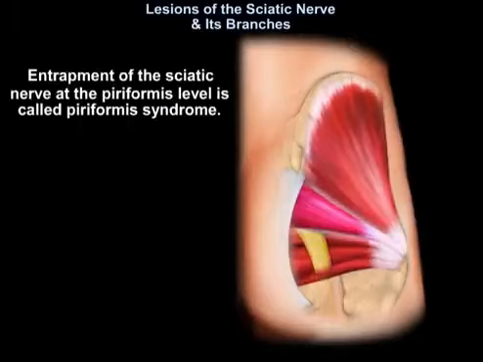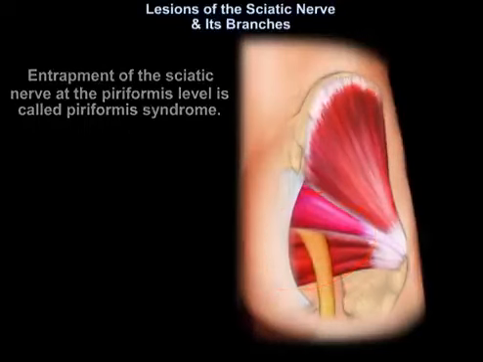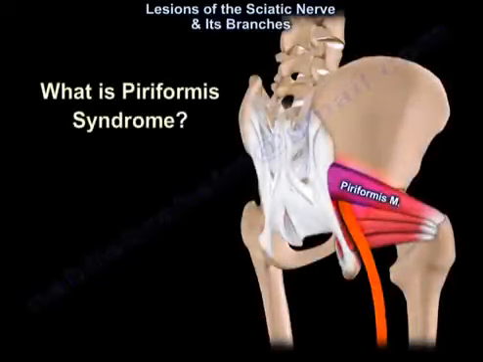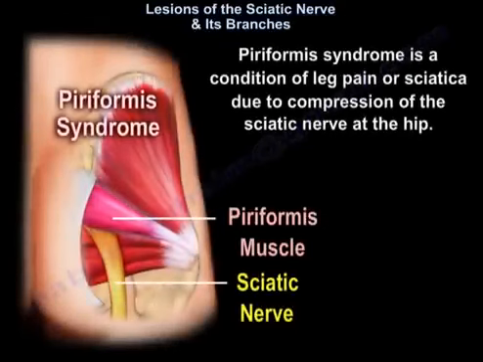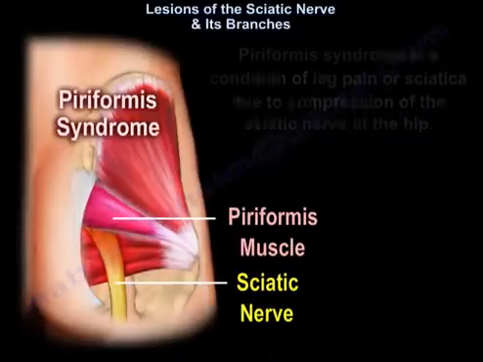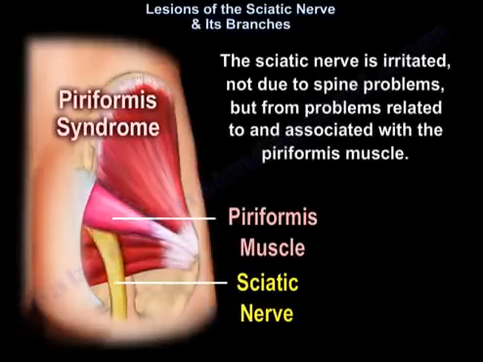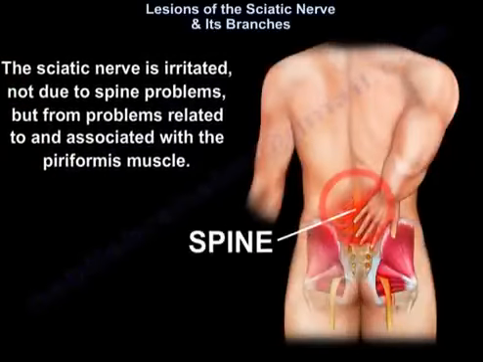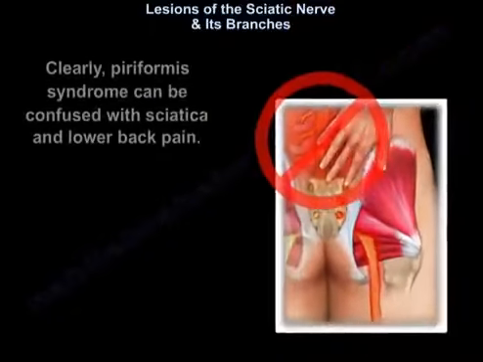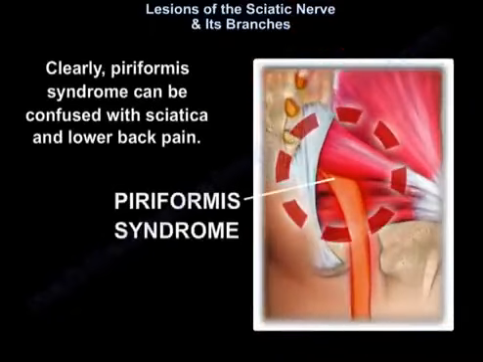Entrapment of the sciatic nerve at the piriformis level is called piriformis syndrome. So what is piriformis syndrome? It is a condition of leg pain or sciatica due to compression of the sciatic nerve at the hip. So the sciatic nerve is irritated, not from a spine problem, but from problems related to and associated with the piriformis muscle. Clearly, piriformis syndrome can be confused with sciatica and lower back pain.